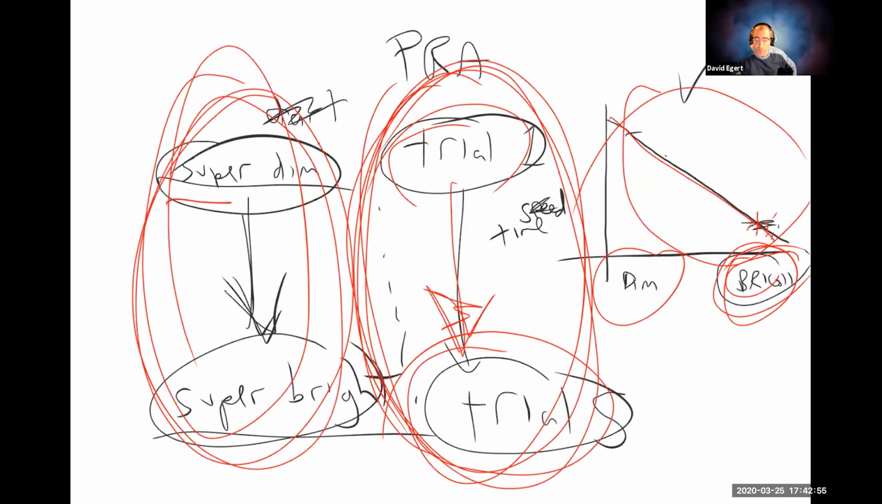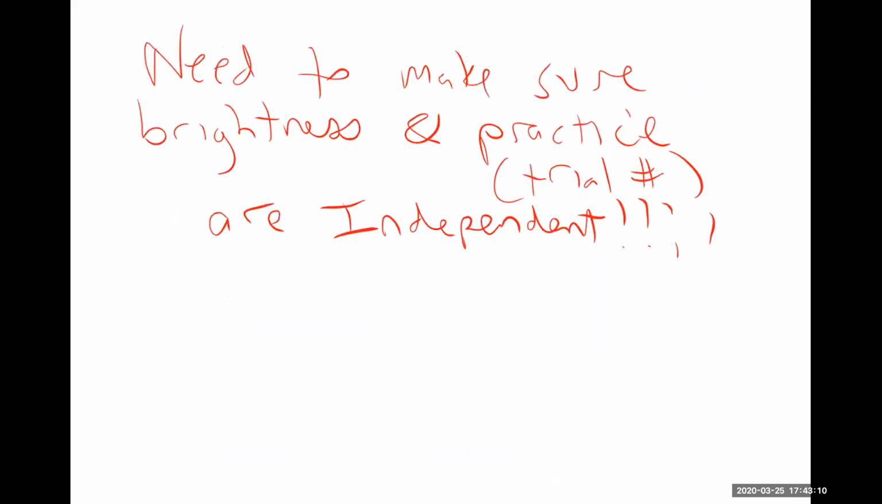If you have brightness and trial number both moving together, 1, 1, 2, 2, 3, 3, 3, 3, 4, 4, 5, 5, there's no way to separate them. So how can we do it? Would you just mix the trials up so it doesn't go from dimmest to brightest, but in a random order? Exactly. So that is exactly what we do.